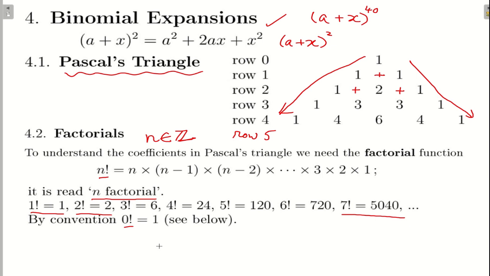Okay, let's jump to the lesson. And we will learn these three topics one by one. Let's go.